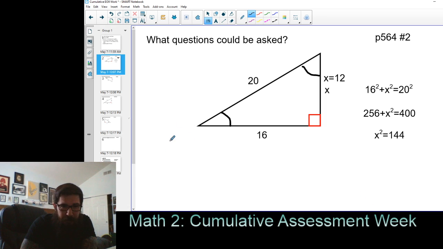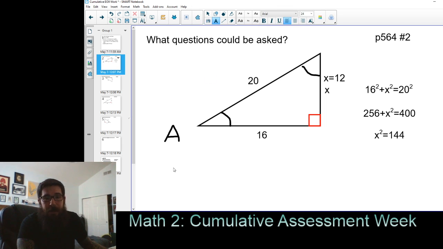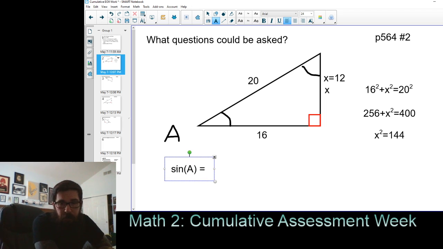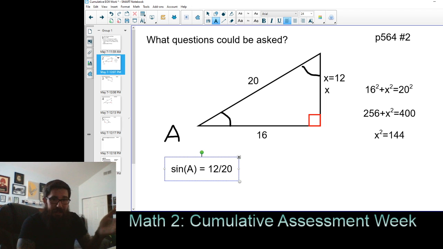I'm going to call this bottom left one A. If I wanted to find angle A, I'm going to show you how I would do it with 3 different trig functions. I'm just going to type out the setup. If I were to do sine of A, that would equal my opposite side, which is 12, divided by my hypotenuse, 20. Take an inverse sine, just like we were working on last week. There you go. You're going to have your angle, no problems.